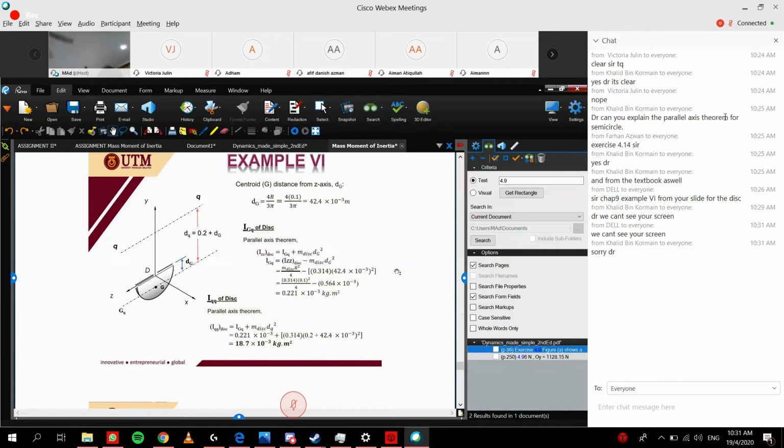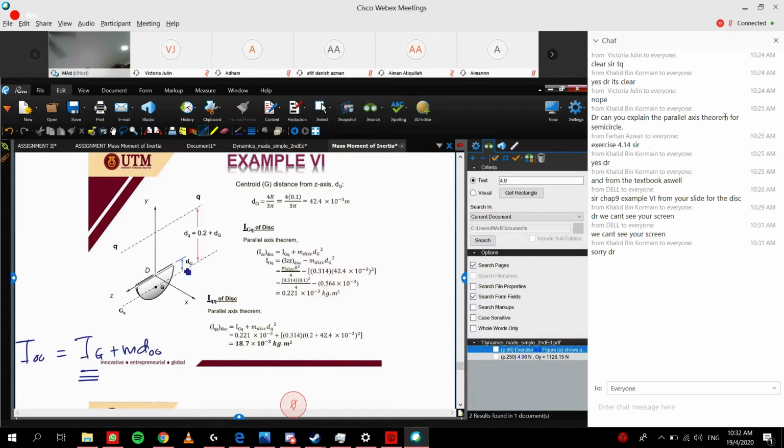I repeat one more time regarding this, okay? I believe you understand the parallel axis theorem. The parallel axis theorem is basically I about any axis, okay? I_O is equal to I_G plus M b squared. It is the basic of parallel axis theorem. It should always refer to the center of gravity, I_G.